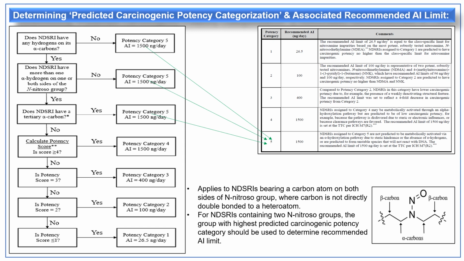If the potency score is greater than or equal to 4, the potency category comes out to be 4, and if it is equal to 3, the category comes out to be 3. So the limit for category 4 is 1500 nanograms and for category 3 it is 400 nanograms per day. If the score is 2, the limit is 100 nanograms per day, and if the potency score is less than or equal to 1, the limit is 26. That is category 1, right?